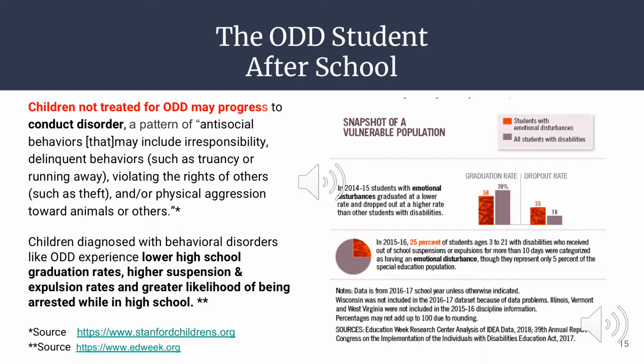Our students are also experiencing disproportionately poor rates of life outcomes after high school. For instance, lower high school graduation rates, 58% as compared to 70% of their peers without behavioral disorders, higher rates of suspension and expulsion, greater likelihood of being arrested while still in high school. These are just some of the things that students can face when they have not learned how to address their behavioral disorder.